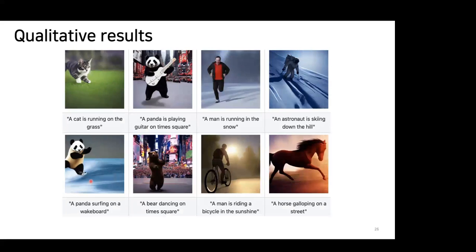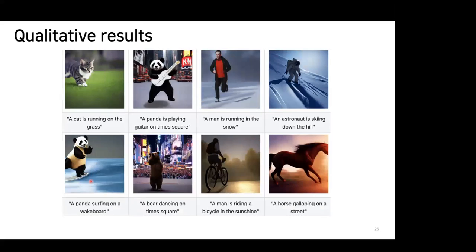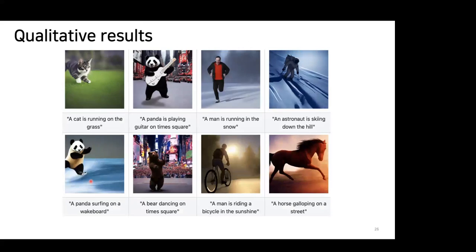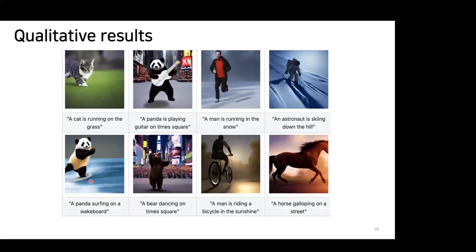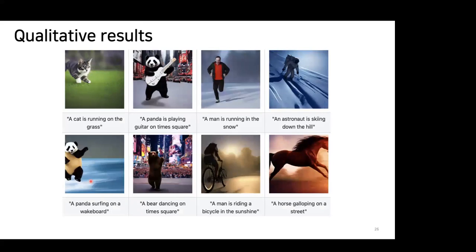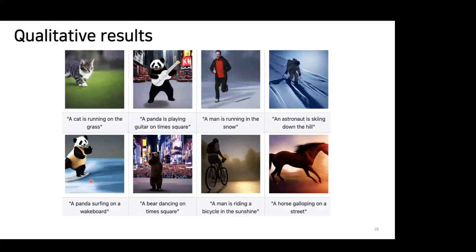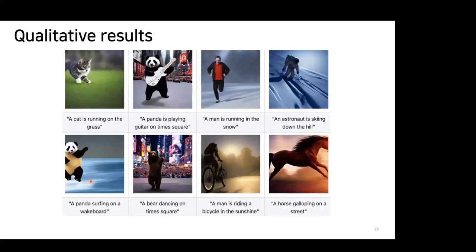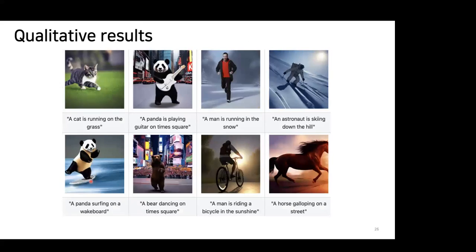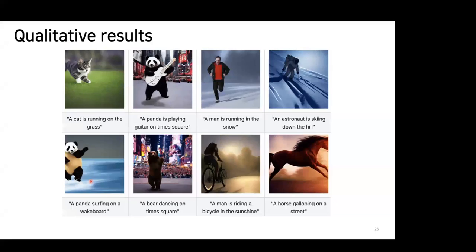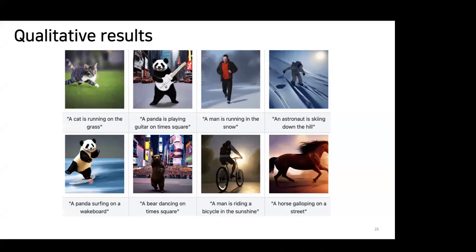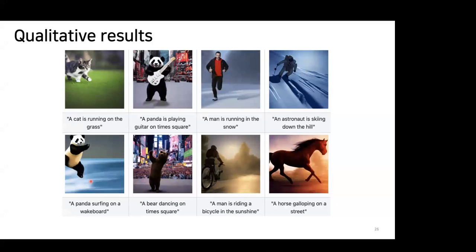So here are some qualitative results. And you can see that even though this model didn't learn any kind of motions from video, and it's just an extended version of the text-to-image model, it generates plausible motions on diverse categories, such as dancing, running, and riding a bicycle.